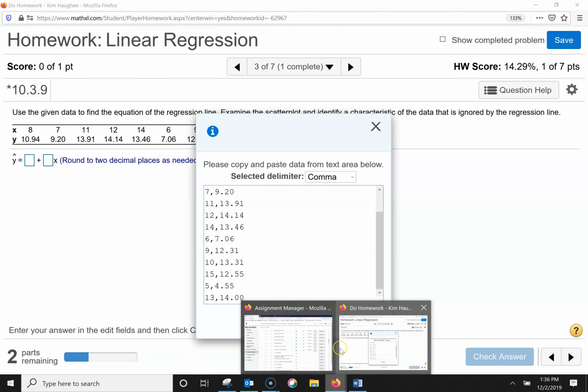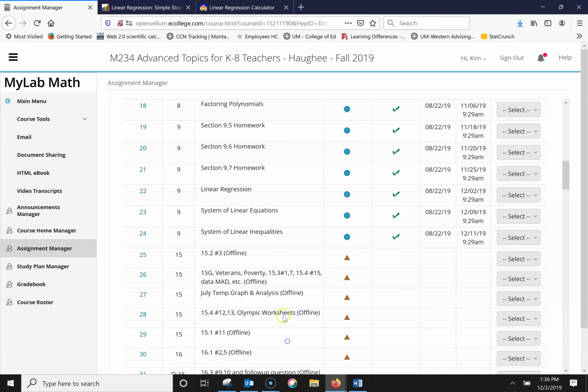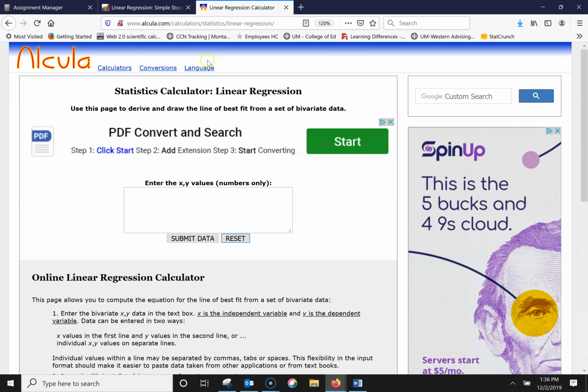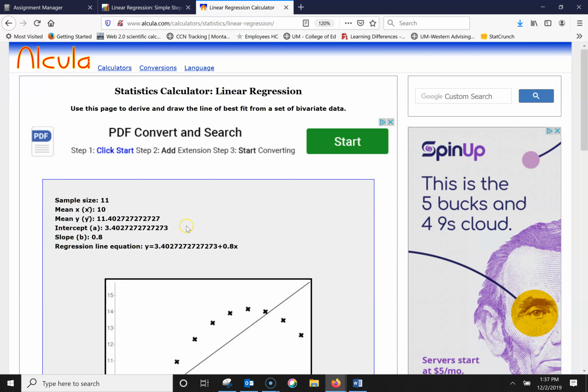Hit Control-C or whatever command you use for copying. And I would paste this over in our Alcula.com calculator statistics linear regression website we had used before. I'd hit Control-V for paste and go in and remove that first row of XY. Submit our data, and our linear regression equation is then y equals 3.40 plus 0.8x.